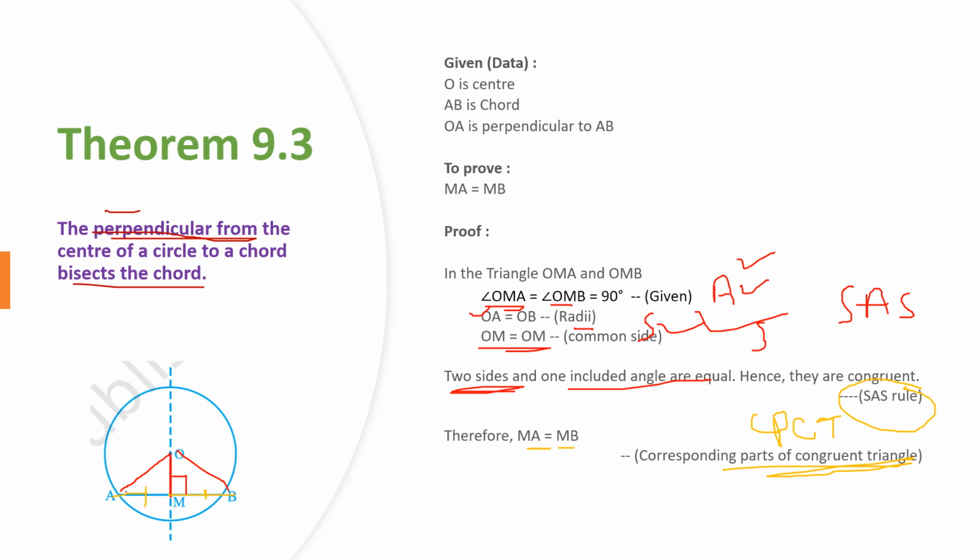This is how we proved theorem number 3. The summary is, if you draw a perpendicular line from the center to the chord AB, this perpendicular line bisects the chord. Okay.